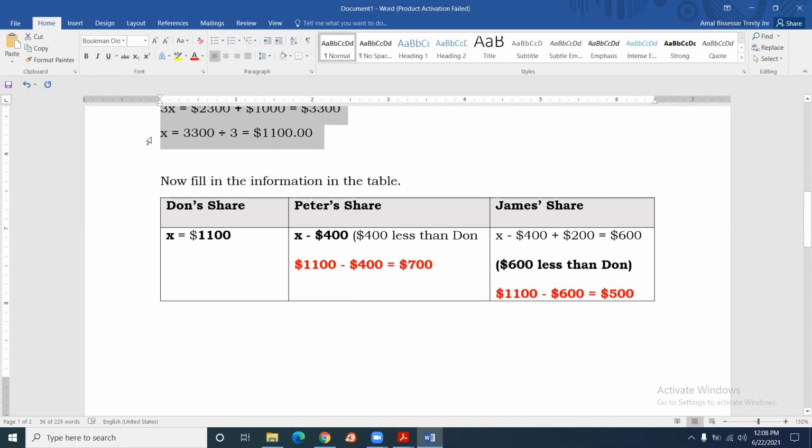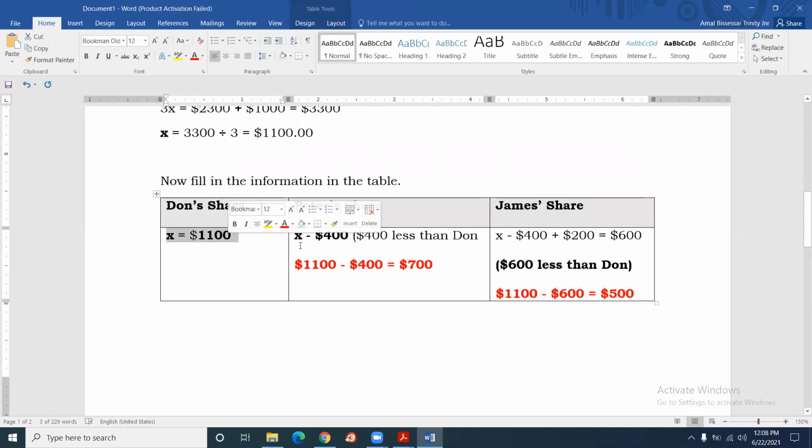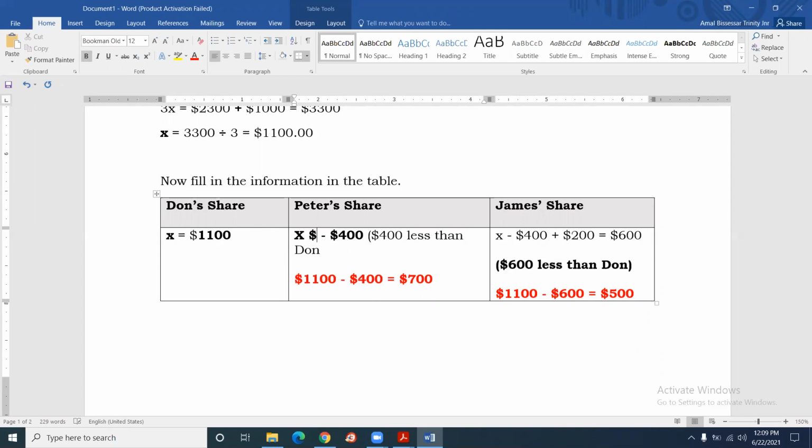But once we figure out it's 1,100, then Don is getting 1,100. All the x's, that's what we did. We figured out that each x is 1,100. So this x will get 1,100. This x will get 1,100 minus 400. And this one will be 1,100 minus 600. So 1,100 for Don. Remember, this x will be 1,100. But we have to minus 400 for Peter, for less than Don, sorry.